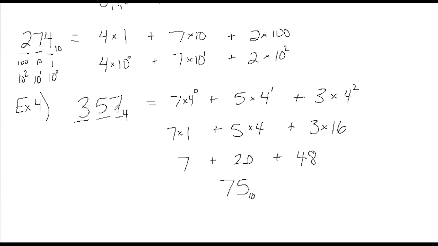Now we're in base 4. So this spot is 4 to the 0, this spot is 4 to the first power, and this spot is 4 to the second power. Now I'm just taking this, multiplying it, and then adding it to the next one. So I'm expanding it, making it bigger. But this way converts it into base 10.